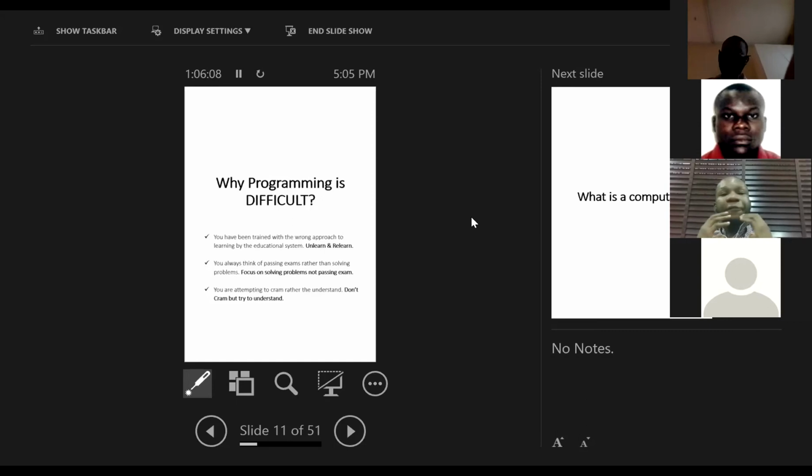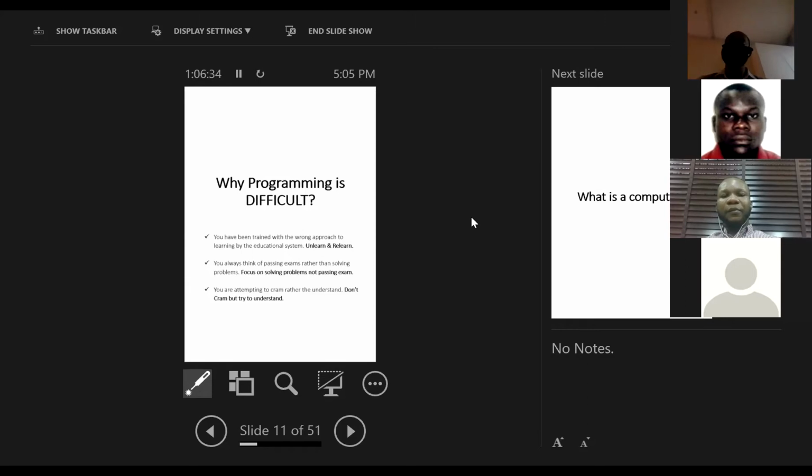So if you try to approach learning coding with the same mindset you used to learn whatever course you learned in the university, I'm sorry to announce to you, you will never be able to learn coding. You will never ever be able to learn coding. So the first thing you need to do is unlearn and relearn. Now let me expatiate on that.